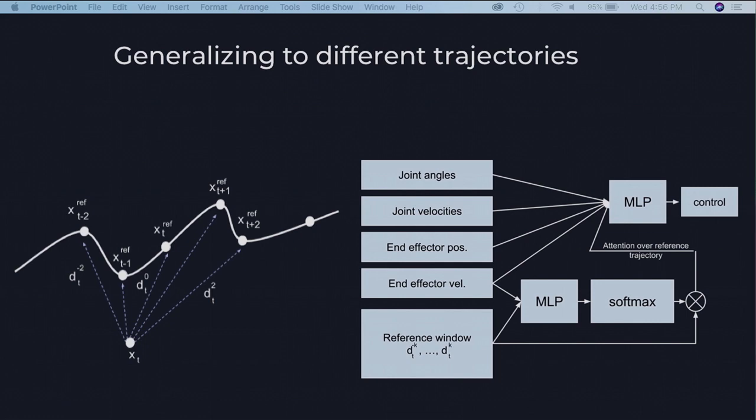So here, these Ds are offsets from our current position to nearby positions on the reference trajectory. We take a window from t minus k to t plus k. We then employ a softmax-based attentional mechanism to select just one of these directions. And then this attended direction is fed as an additional input to the policy to select a control.